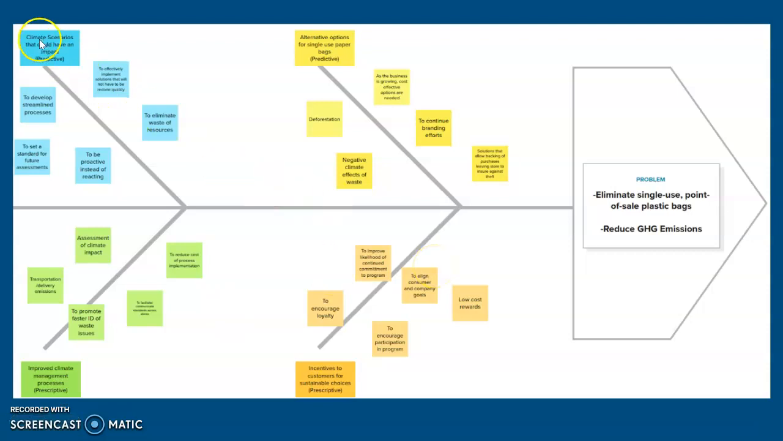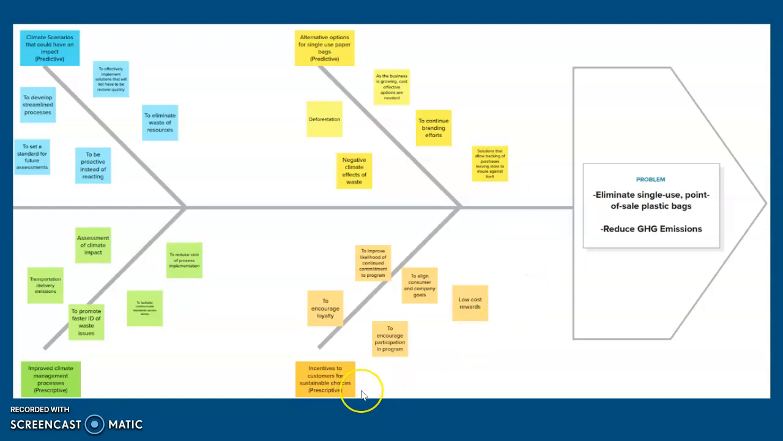So looking back at it, the climate scenarios that could have had an impact, that is predictive, and these smaller boxes are our sub-causes: to develop streamlined processes, to set a standard for future assessments, to eliminate waste of resources, to be proactive instead of reacting. Here we have the alternative options for single-use paper bags, which is another predictive. So we have deforestation, negative climate effects of waste. As the business is growing, cost-effective options are needed to continue branding efforts and solutions that allow tracking of purchases leaving the store to ensure against theft.